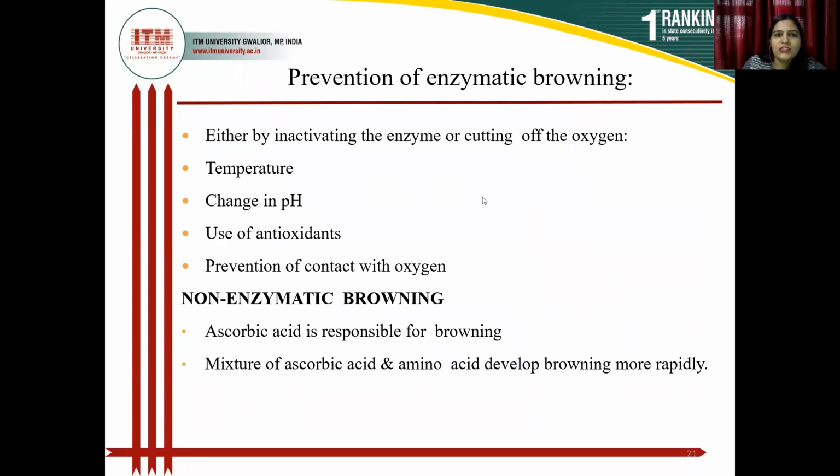Prevention of enzymatic browning is either by inactivating the enzyme or cutting off the oxygen. Temperature control may prevent enzymatic browning. Change in pH also prevents enzymatic browning, and so does the use of antioxidants. We can use different types of antioxidants, and with this, the enzymatic browning reaction may be prevented. So we avoid contact with oxygen for prevention of enzymatic browning.